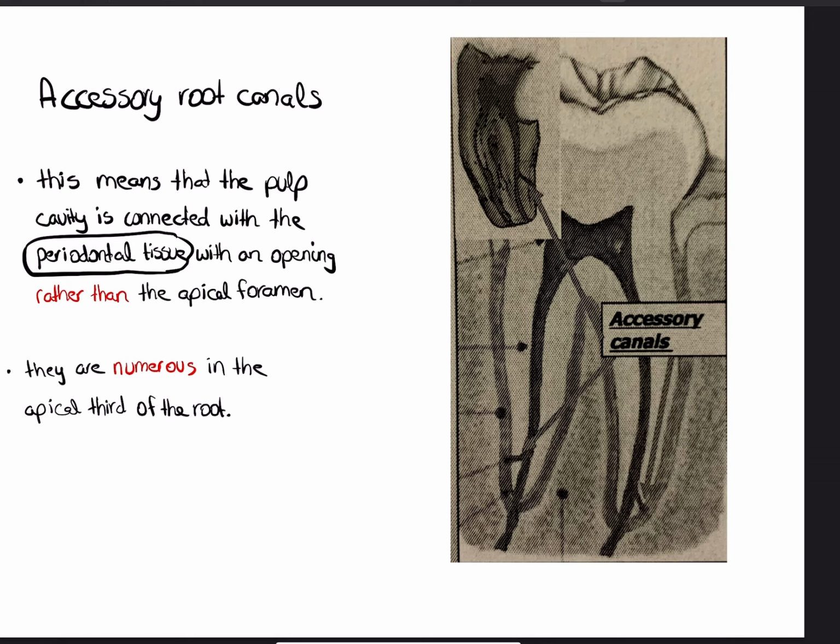And they are numerous in the apical third of the root. Here in this part, they're numerous. You see here, in red, this one, that one, and so on.